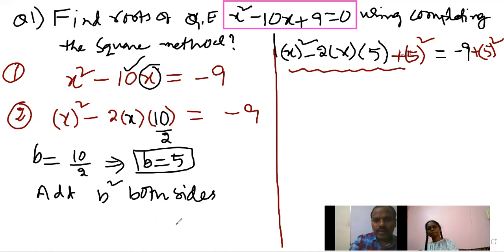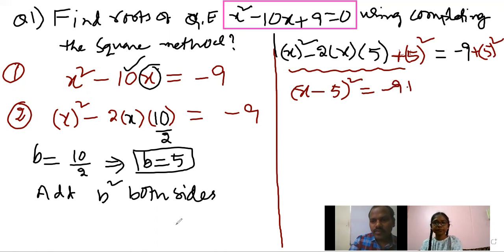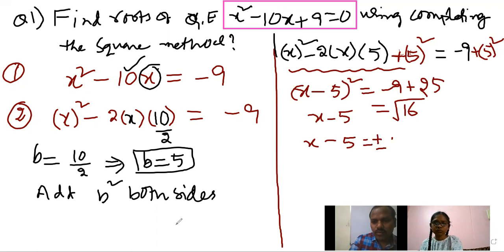So for this entire part, we can write x minus 5 whole square equal to -9 plus 25, since 5 square is 25. -9 plus 25 equals 16. x minus 5 whole square equals 16, and x minus 5 equals square root of 16, since if you transpose the square it becomes square root. So x minus 5 is equal to plus or minus 4, because the square root of 16 is plus or minus 4. Let us take one time the positive number, the other time the negative number.